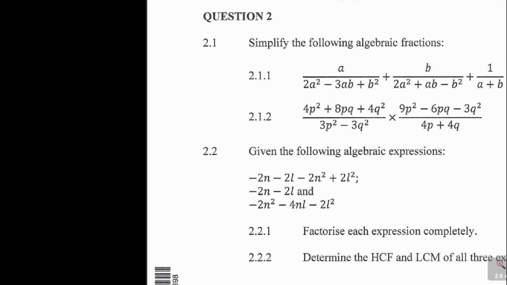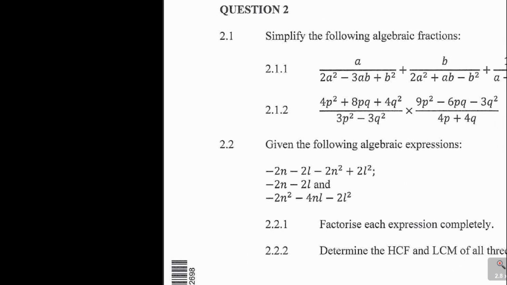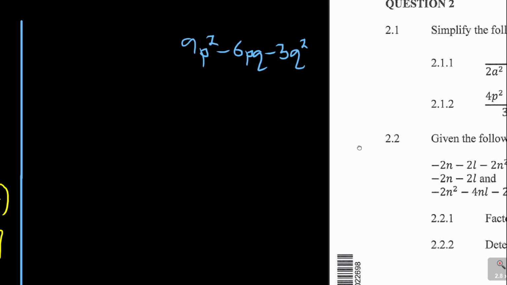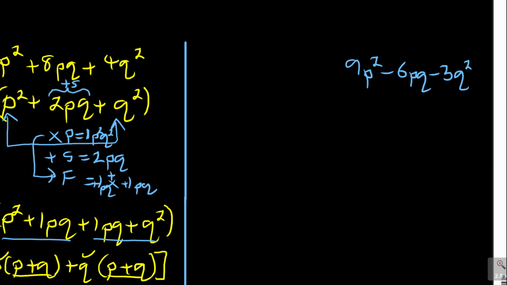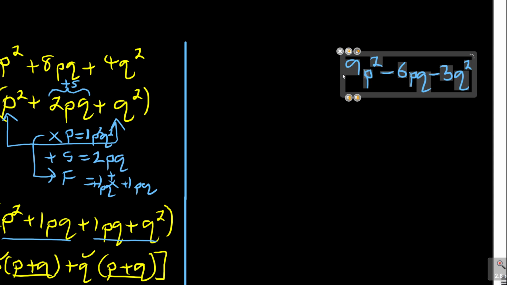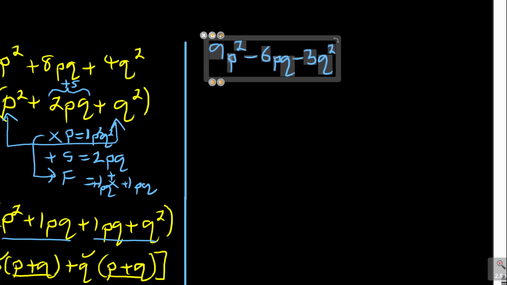The second one, it wants us to factorize. I'll use a different one. It says 9p squared minus 6pq minus 3q squared. They want us to factorize that. So I'm looking at this one here. Again, as I said, it's the same method that they're just requiring, just that they're bringing it in different ways. So if you can master the first product sum, then you're good to go in all of this.